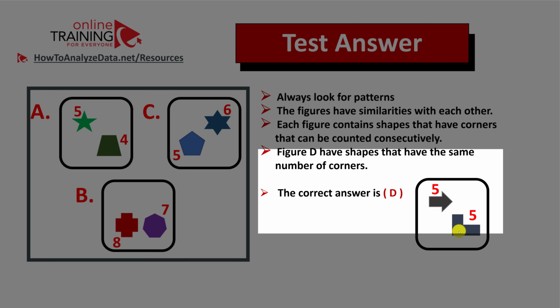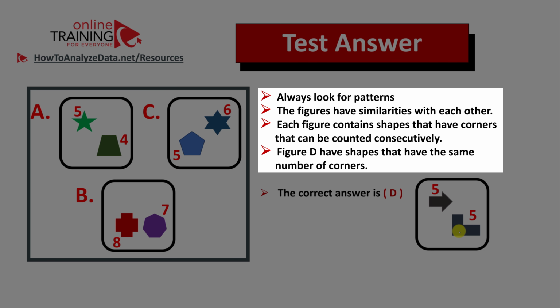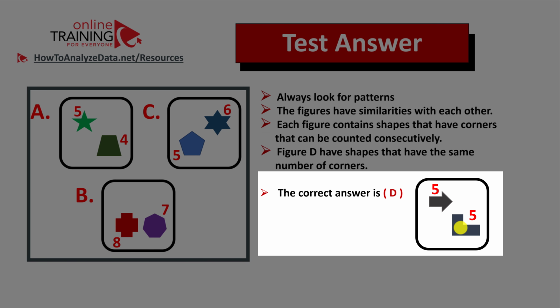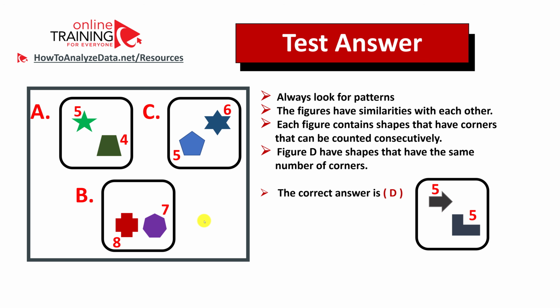So let's recap. Always look for patterns. In this case, the figures have similarities with each other. Each figure contains shapes that have corners that can be counted consecutively, and figure D has shapes that have the same number of corners. So the correct answer here is choice D, because the choice D's shapes have the same number of corners. Hopefully you've nailed this question and now know how to answer similar problems on the test.